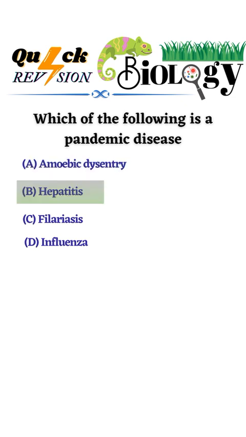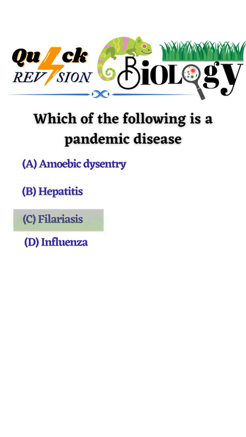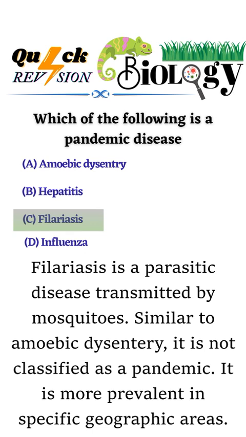Option B. Hepatitis. Hepatitis can be widespread, but it doesn't usually reach pandemic levels. It tends to be more prevalent in certain regions or communities rather than globally. Option C. Filariasis. Filariasis is a parasitic disease transmitted by mosquitoes. Similar to amoebic dysentery, it is not classified as a pandemic. It is more prevalent in specific geographic areas.